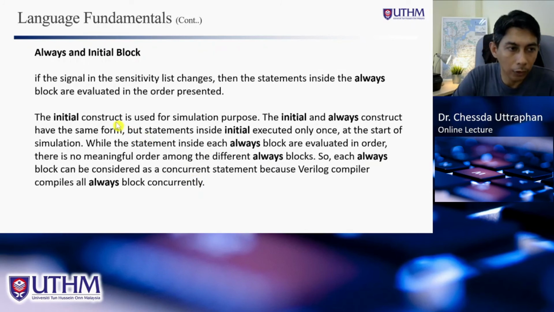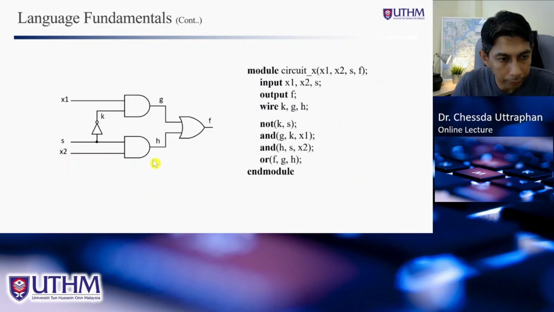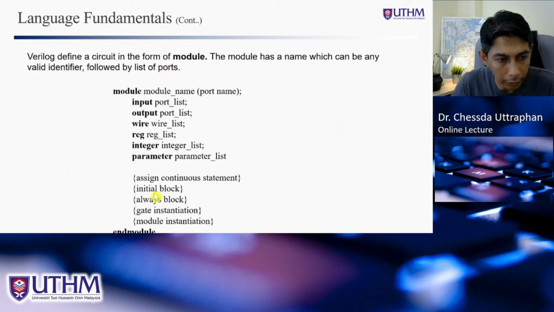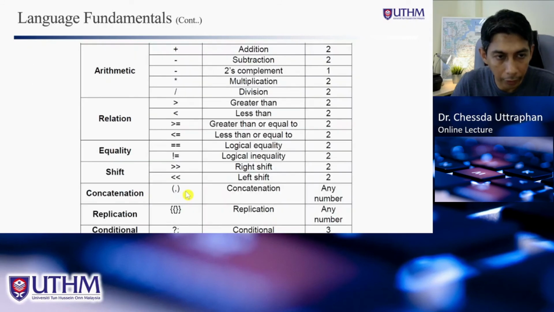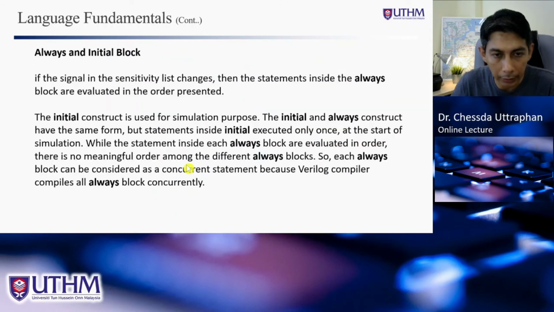Initial block or initial construct is used for simulation purpose. So we have initial block, always block. Always block, yes, we use to describe, to design our circuit. But initial block, actually, we do not use to design the circuit. We will use it for simulation purpose later on.